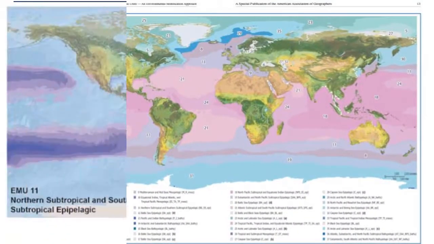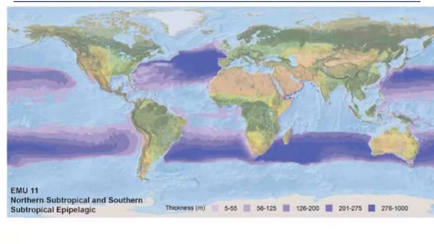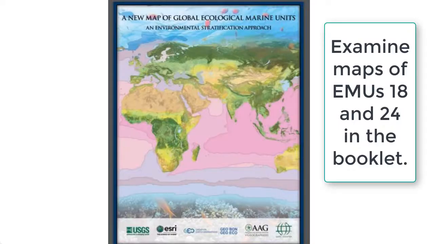Scroll down to page 20 and 21, which is page 11 of 19 in the PDF, and examine the map of EMU 11, reproduced here, that was present at the surface off the southeast coast of Australia, the northern and southern subtropical epipelagic. How would you describe the spatial distribution of this ecological marine unit? Note the equatorial location of EMUs 18 and 24 and predict their mean temperature compared to other EMUs.